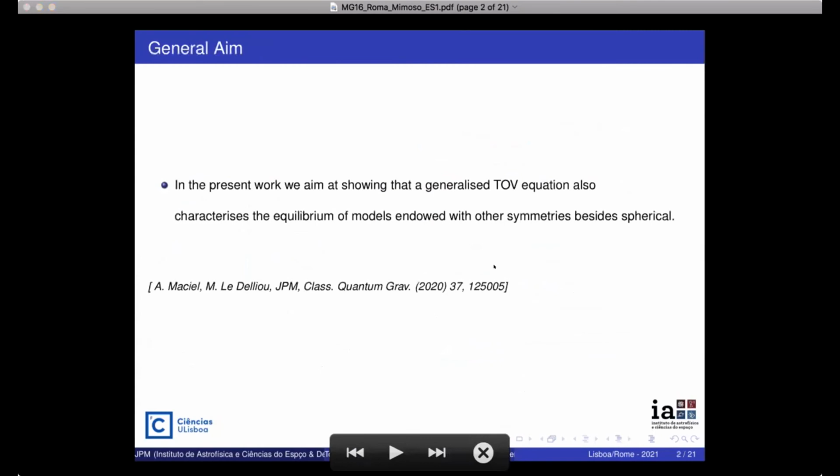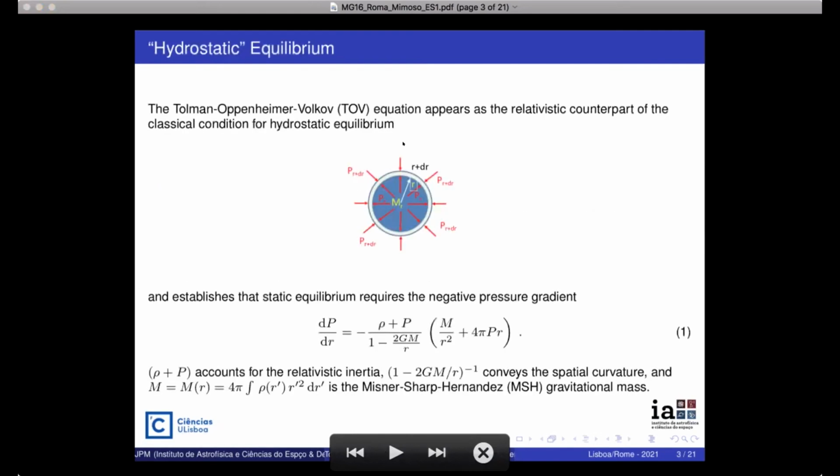So the idea is to generalize the well-known Tolman-Oppenheimer-Volkoff equation, which establishes the hydrostatic equilibrium of stars, for instance, towards encompassing models with other symmetries, open models in general, with hyperbolic or planar symmetry. This is a well-known equation, the Tolman-Oppenheimer-Volkoff equation. It dates from the 30s.